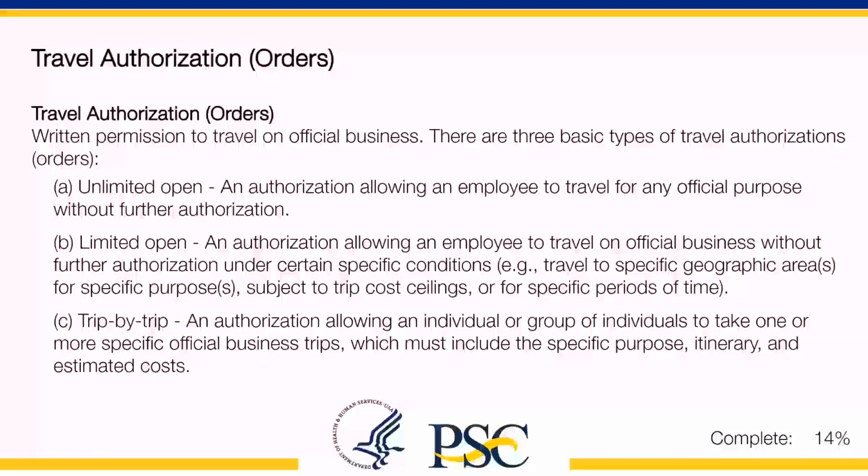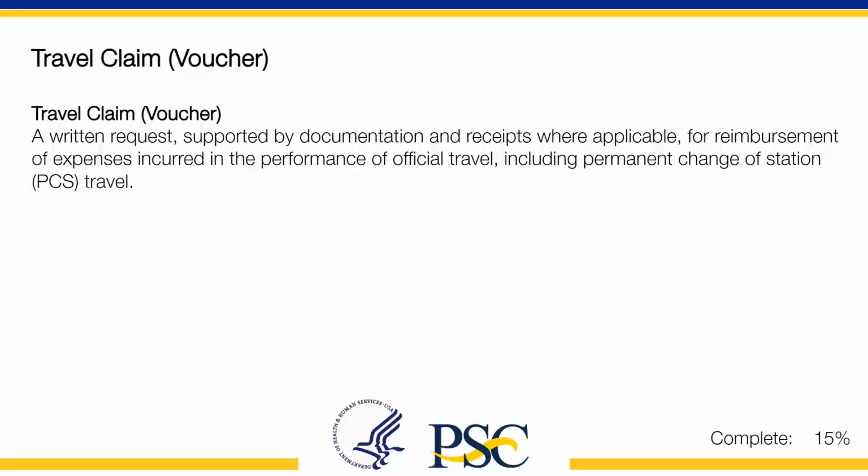An authorization allowing an individual or a group of individuals to take one or more specific official business trips, which must include the specific purpose, itinerary, and estimated costs. Travel claim, voucher. A written request, supported by documentation and receipts where applicable, for reimbursement of expenses incurred in the performance of official travel, including permanent change of station, PCS, travel.